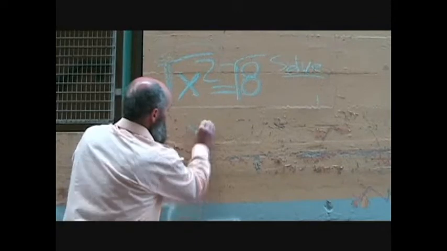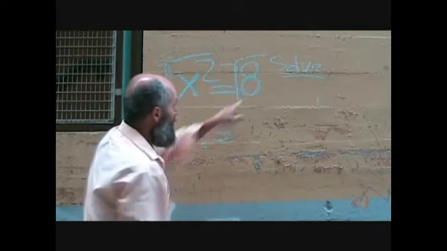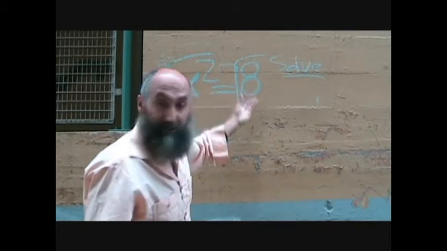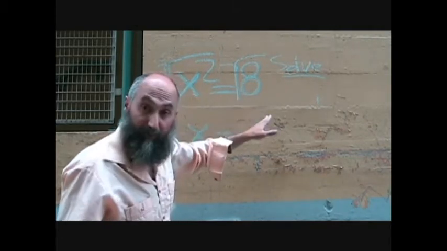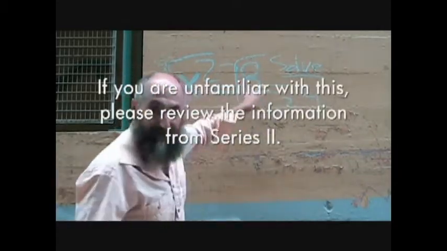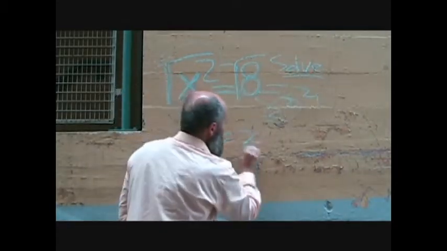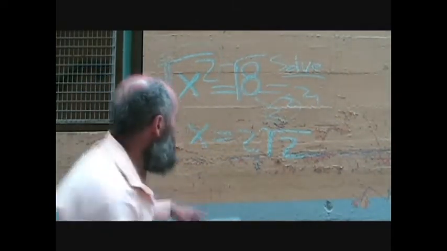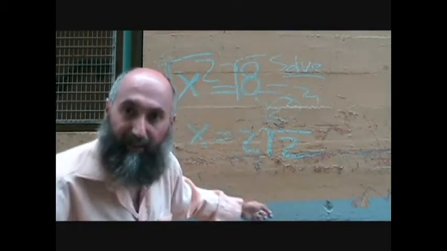So this becomes x is equal to the square root of 8. If you're going to reduce this to its lowest terms, you have to break it up into its prime terms, right? So this becomes 2 square root of 2. Okay. So for this one, the answer is just going to be x is equal to 2 square root of 2.